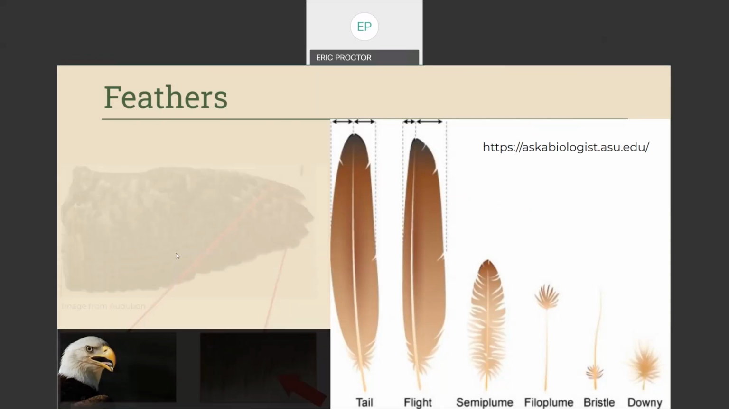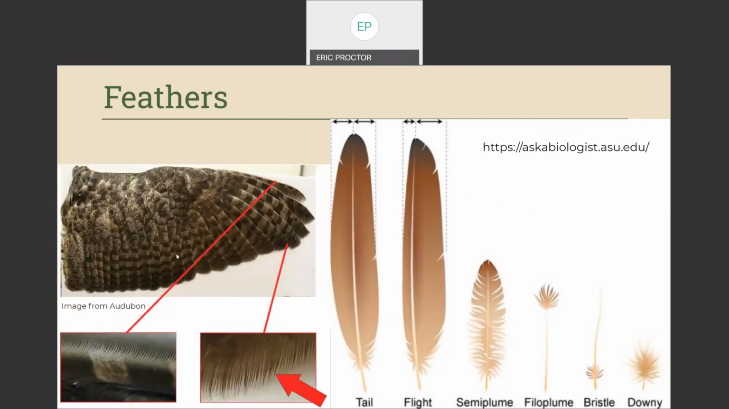Owls have some really cool feathers, not seen in other species of birds. Since most owls are nocturnal, their feathers have unique adaptations that help them fly silently. Specifically, the leading edge of their flight feathers has comb-like extensions, and the trailing edge is fringed. You can see that in this image provided by the Audubon Society.